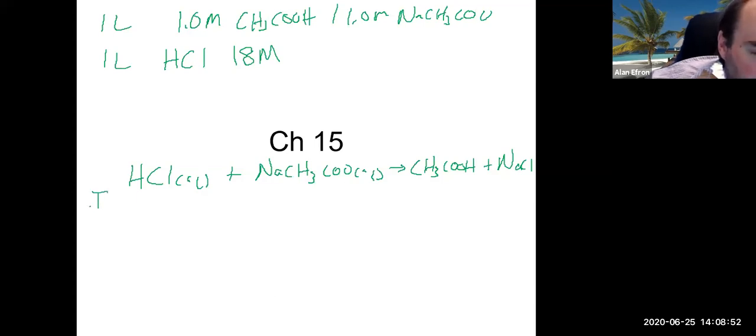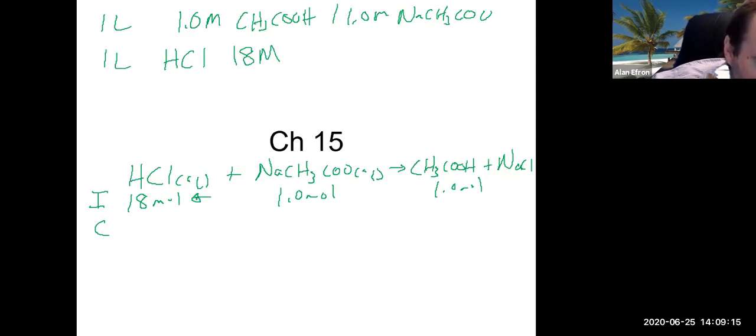Now, when we do our ice table, initially we would now have 1 liter times 18. That's like 18 moles of HCl. We would then have our 1 mole of acetate and our 1 mole of our acetic acid. So in this particular case, when we go to see the change, hopefully you could recognize that, wow, we got a lot of this guy. That's like an excess reagent at this point. And that's going to turn your poor little sodium acetate into like the limiting reagent. So the change that's going to happen here is actually all of that sodium acetate that you have is going to get used up.